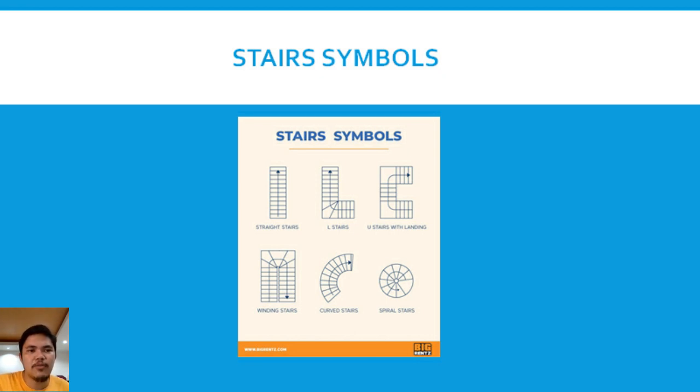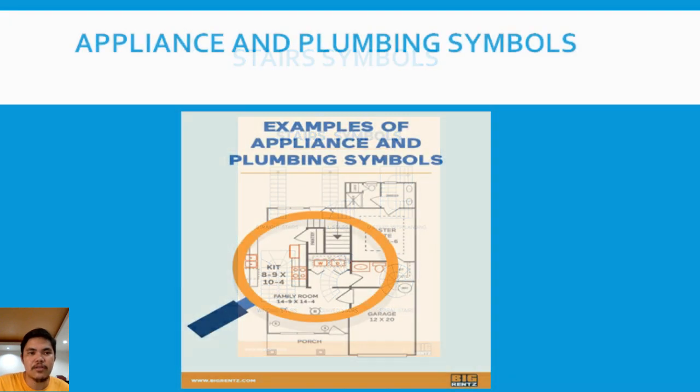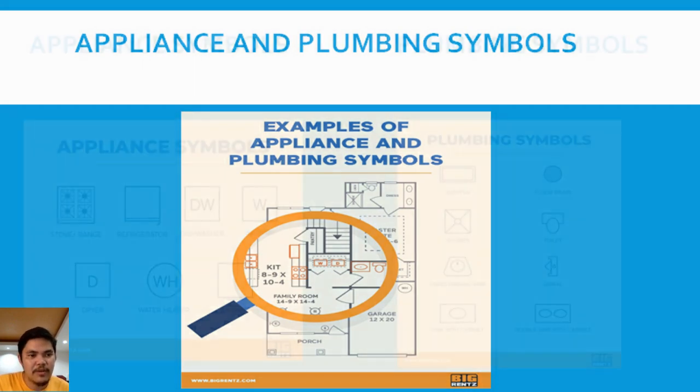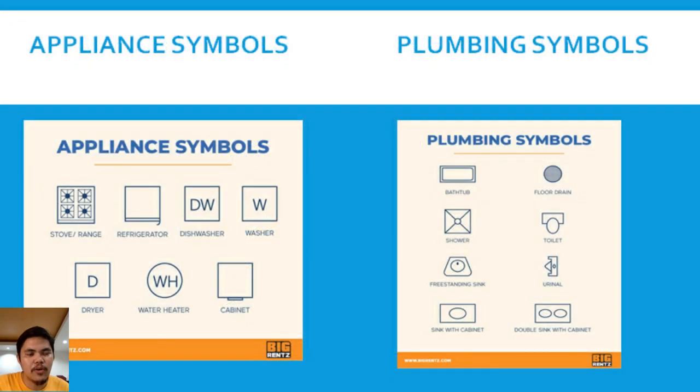Okay, let us now move to the appliances and plumbing symbols. These are examples of appliance and plumbing symbols. For appliance symbols, ito yung mga symbol natin. We have the stove or range, lutuan. Refrigerator, kung makita natin class, they are in top position. Yung symbol nila, of course, since floor plan is a representation of a building in top position.